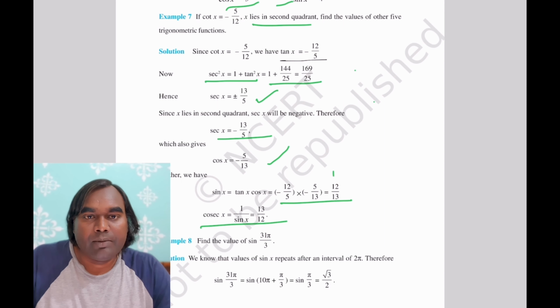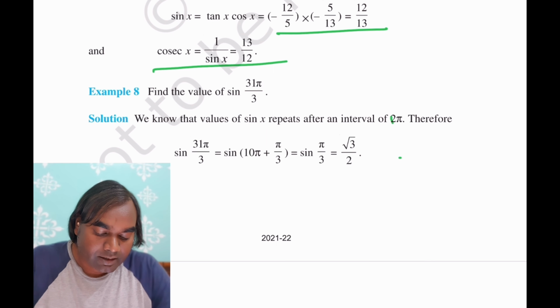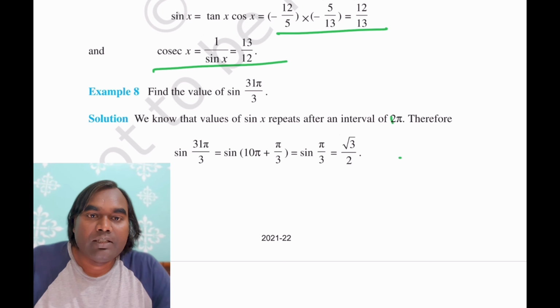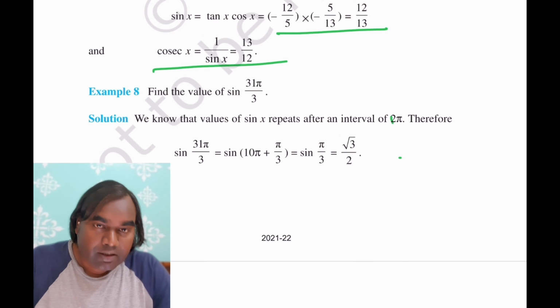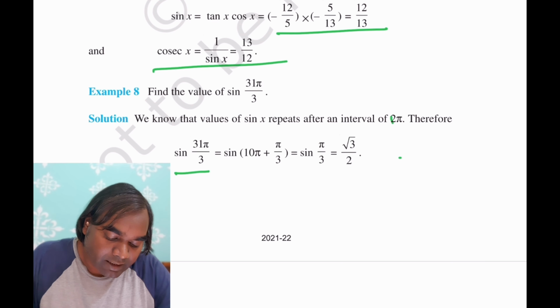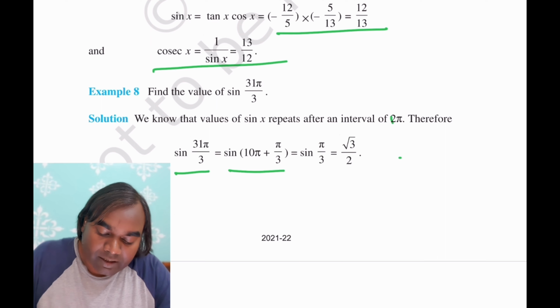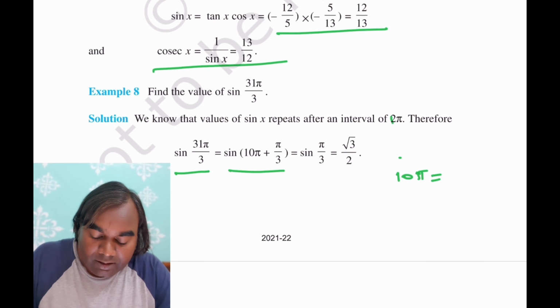Now take up example number 8. In this example, it is given to find the value of sine 31 pi by 3. So we have to calculate sine 31 pi by 3. So firstly we will simplify this angle in terms of 2 pi. So sine 31 pi by 3 can be written as sine of 10 pi plus pi by 3, where 10 pi can also be written in terms of 5 into 2 pi.